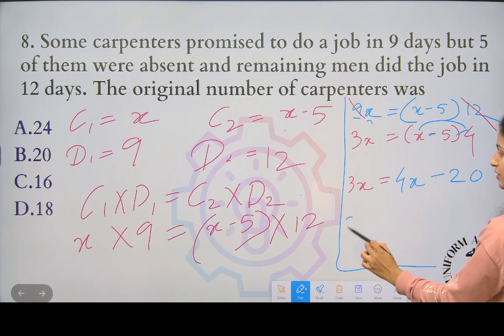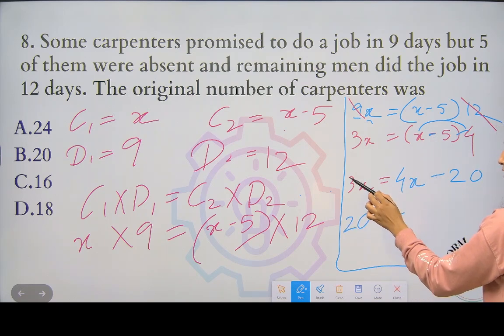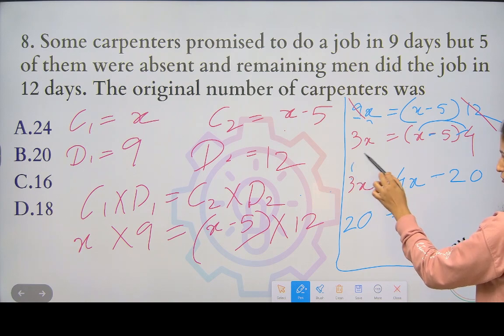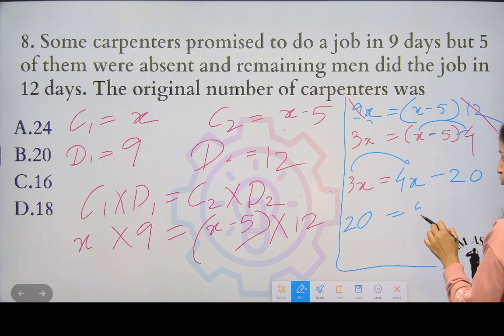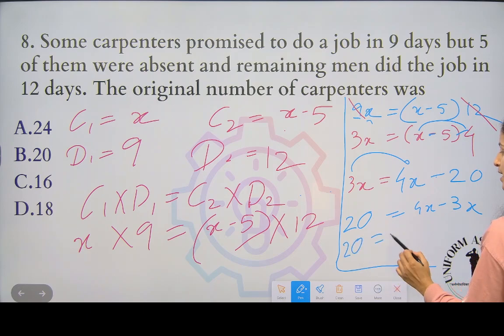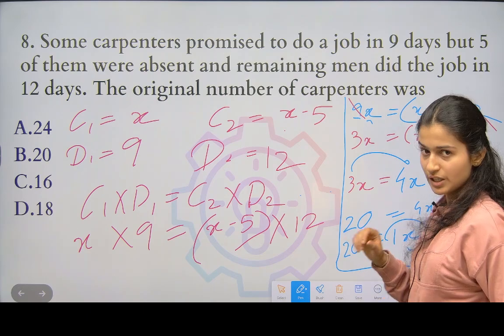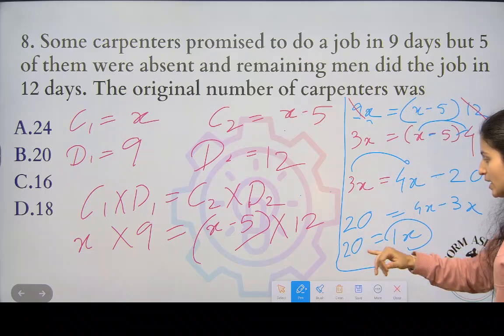After going this side it will become plus 20. This is plus 3 here. After coming this side it will become minus 3. Means 4x minus 3x. 4 minus 3 is 1. That's why 1x. Means 1x, there is no coefficient, only 1. So x value is 20.